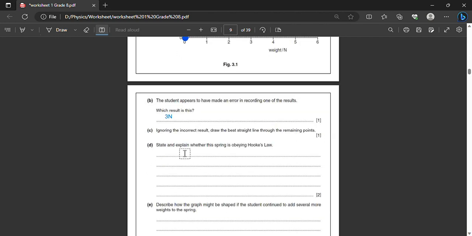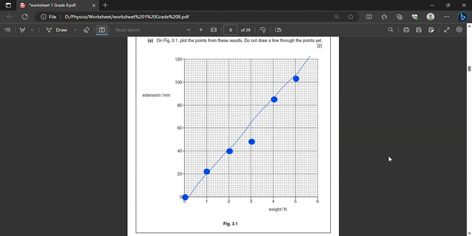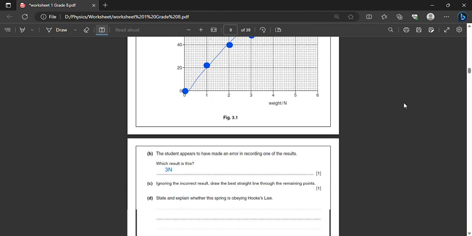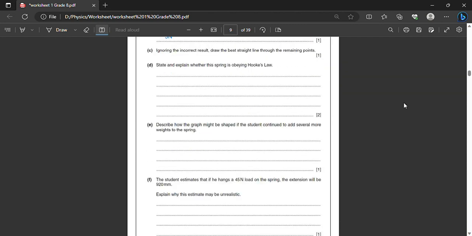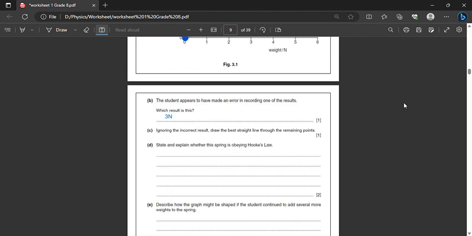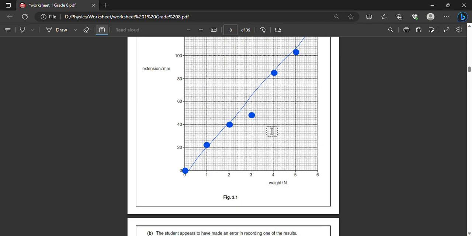Now they're asking, ignoring the incorrect result, draw the best straight line. So you can just make another point, bring the point somewhere up, and make a straight line like that. Okay, not like that. Here we shouldn't draw the line before that. They say ignoring the incorrect result, so we should ignore this, like how I told you before. We should ignore this one, then draw a straight line.